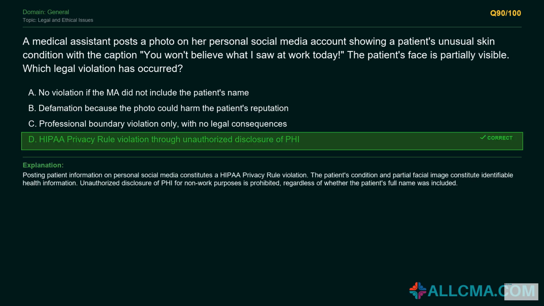The correct answer is D. Posting patient information on personal social media constitutes a HIPAA privacy rule violation. The patient's condition and partial facial image constitute identifiable health information. Unauthorized disclosure of PHI for non-work purposes is prohibited, regardless of whether the patient's full name was included.